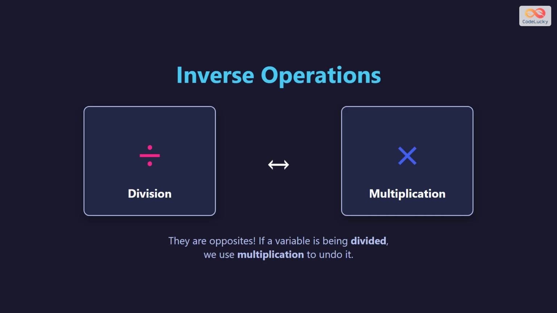To isolate the variable, we use inverse operations. These are operations that undo each other. Think of division and multiplication as opposites. If a variable is being divided, we must use multiplication to reverse that action. They are two sides of the same coin.